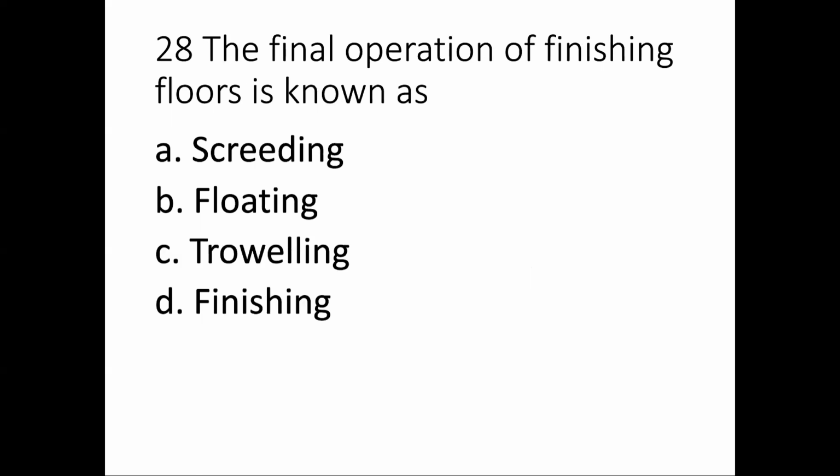28th question. Final operation of finishing floors is known as options A, screeding, B, floating, C, trowelling, and D, finishing. Answer C, trowelling. The different stages of concreting of floors: first one, spreading the concrete using square shovel. Then second one, screeding of concrete. During this step, excess concrete is removed and surface of concrete is brought to proper grade. Then third step is floating the surface. In this, leveling of edges, filling of voids, etc. is done. During floating the surface, excess bleeding water disappears.